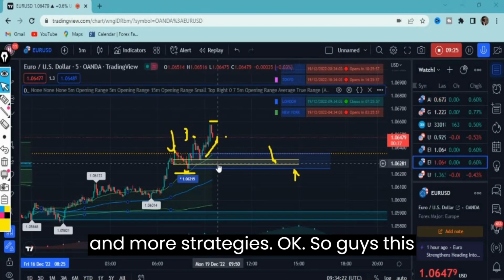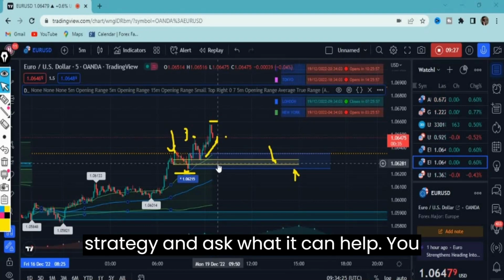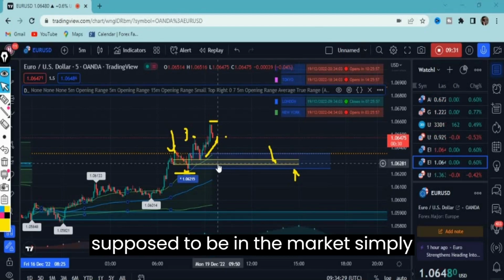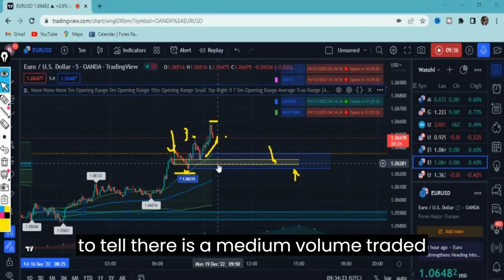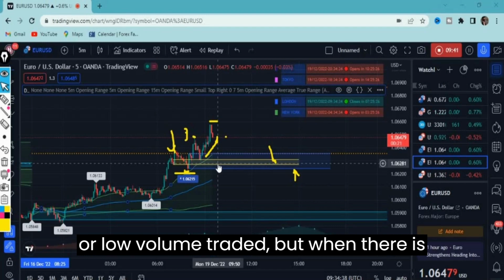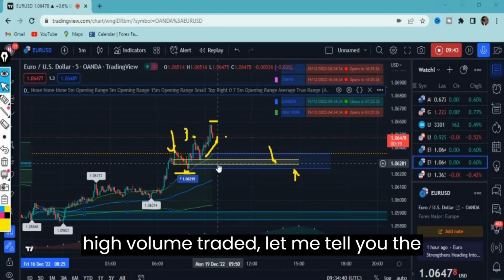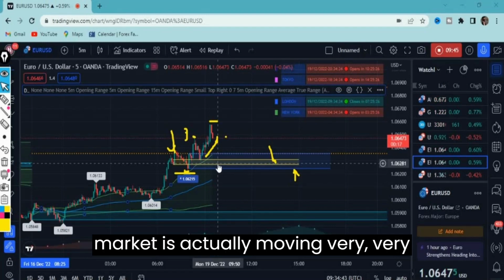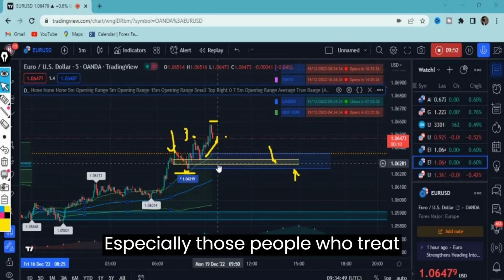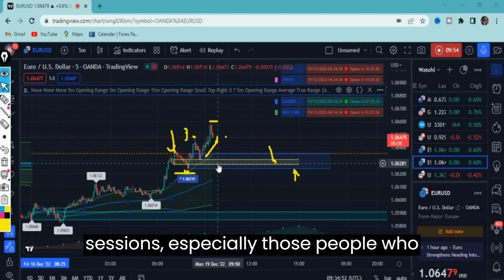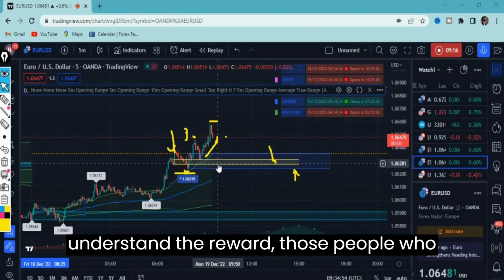Okay, so guys, this indicator helps you create your own strategy, and it can help you know the active times you're supposed to be in the market, simply because when the market is not moving, it will tell you there is a medium volume traded or low volume traded. But when there is high volume traded, let me tell you, the market is actually moving very well. This is an added advantage to you, especially those people who trade sessions, those who understand the VWAP, those who trade the channels.